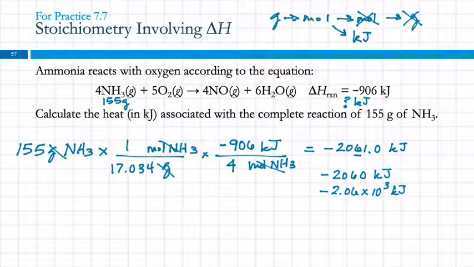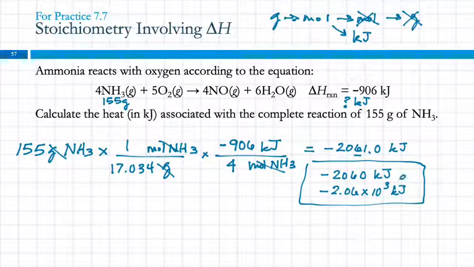So my equation gave me a negative number, and then I'm going to go back and look at the question to see if I should keep the negative or not. It says calculate the heat associated with. That doesn't convey direction. So then I need to indicate direction with the sign on my answer. So it could be one or the other of those. Any questions?